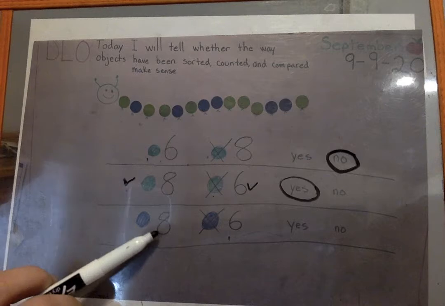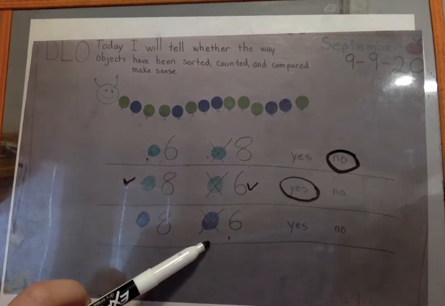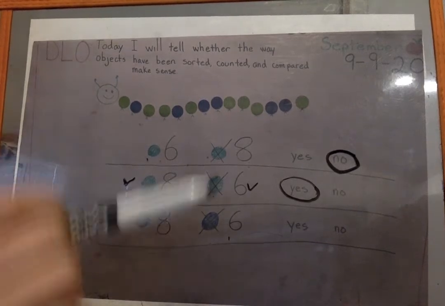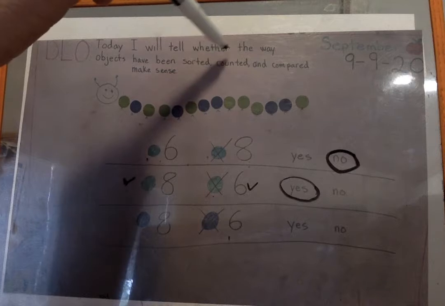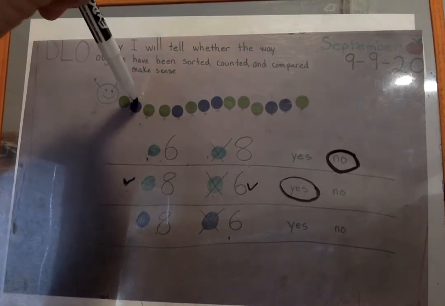This down here says there are 8 blue and 6 non-blue. Let's see how many blue we have. Let's count them. Let's see if these have been counted and sorted correctly. Let's see if it makes sense. 8 blue. Let's count our blue.